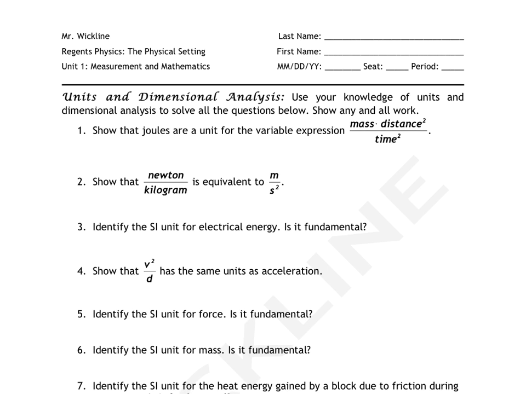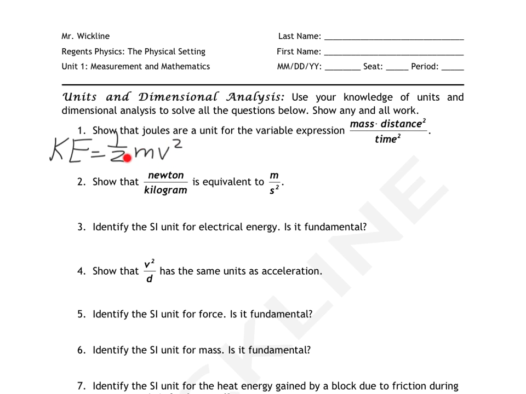It says, show that joules are a unit for the variable expression, mass times distance squared over time squared. So I know that joules are a unit for energy and for work. And for work, there's one basic equation, but for energy, there are several. One of the ones that I know will be useful here is an equation for kinetic energy. And it says that kinetic energy is 1/2 mv squared.